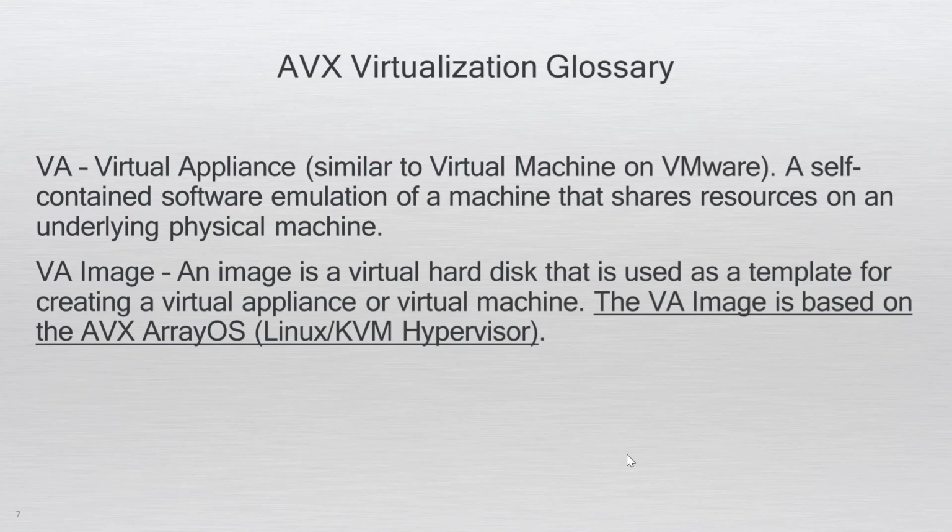A VA is a virtual appliance, similar to a VM or virtual machine on VMware. A VA image is a virtual hard disk that is used as a template for creating the VA or VM. The VA image is based on the AVX Array OS, Linux KVM hypervisor.